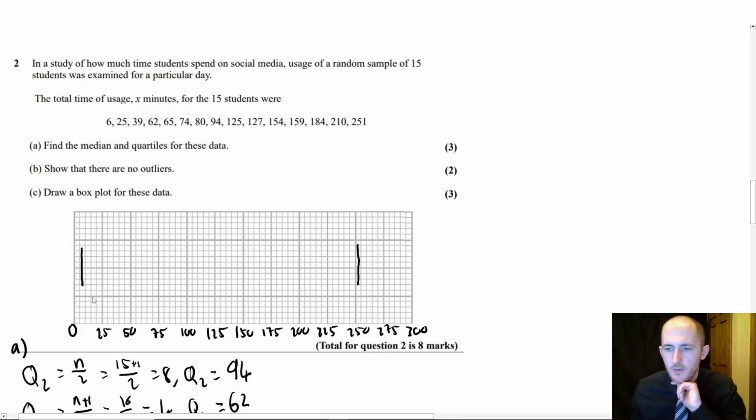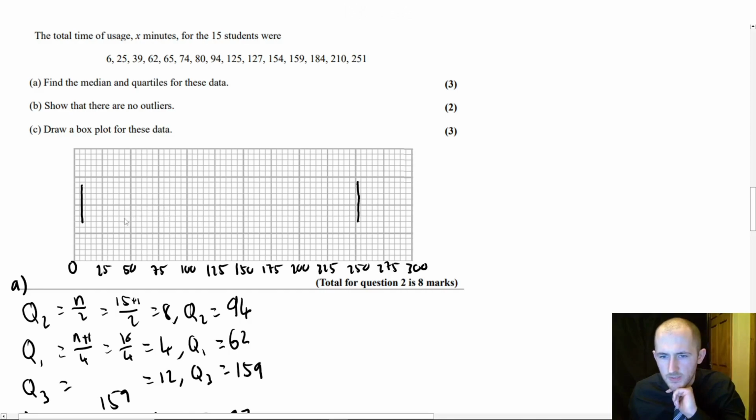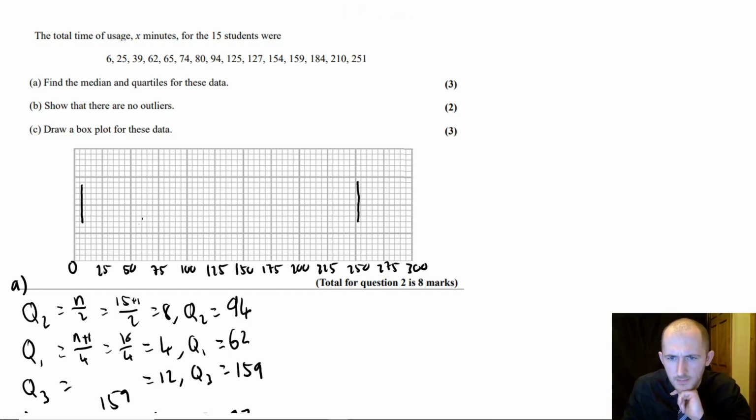Then we have the lower quartile, which is 62, which is going to be... Okay, this one's actually a bit more interesting. So 55, 60, so it would be just after this second one here. Then we have the median, which is 94, so 75, 80, 85, 90, 95, so it'd be ever so slightly before then, so we can make it virtually on top. Then we have 159, which is going to be, so 150, 155, 160, so just before then.